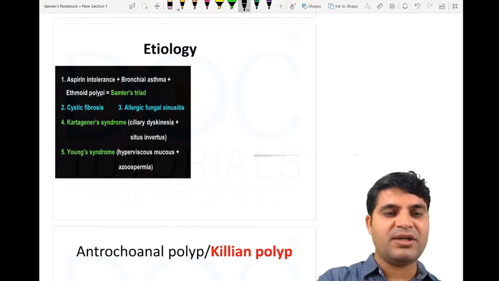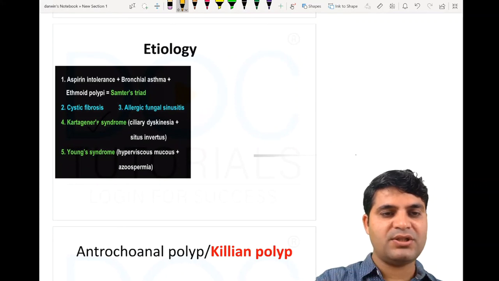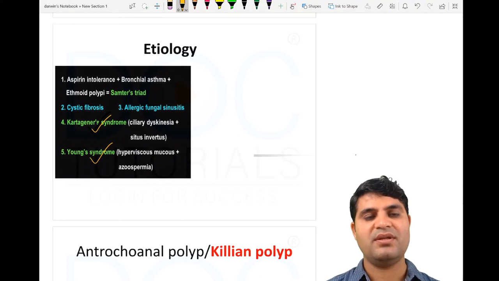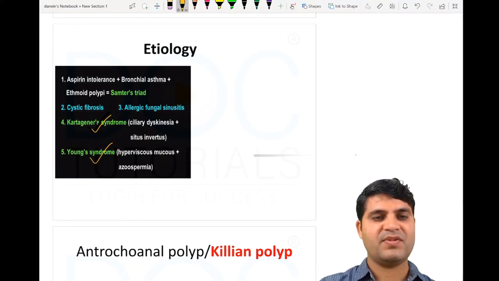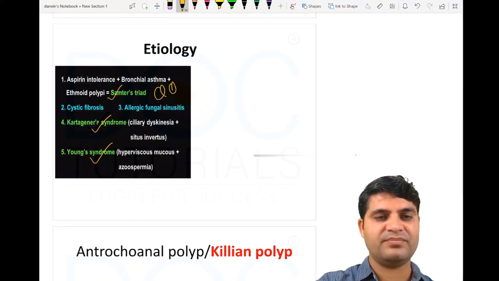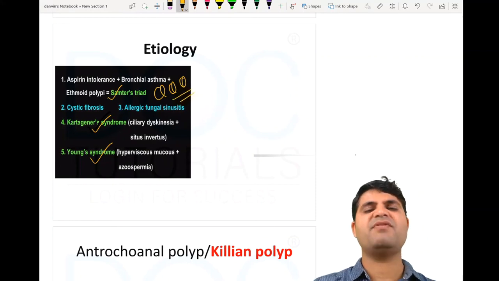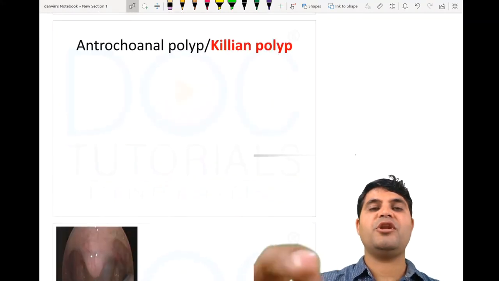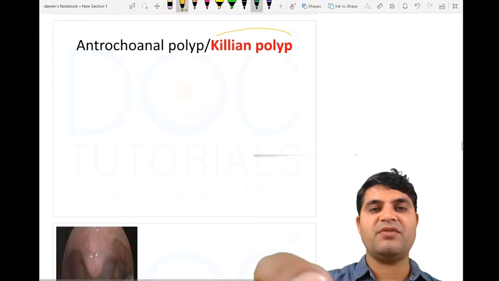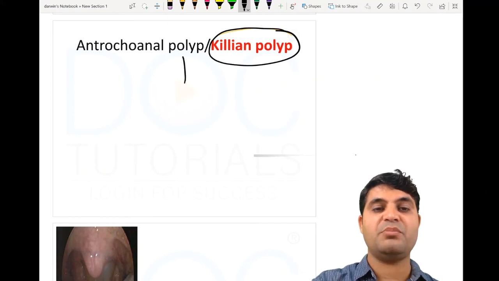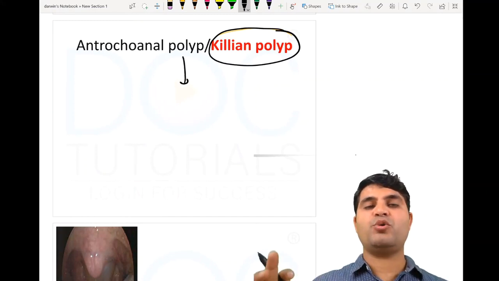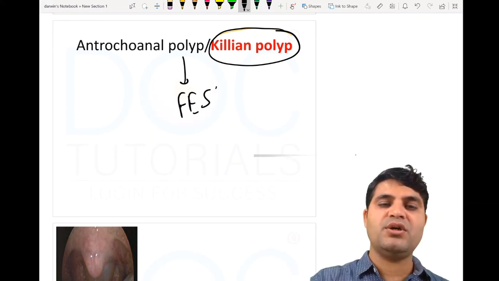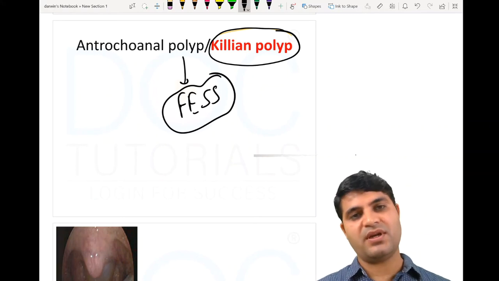Clear? Kartagener syndrome, Young syndrome. So please remember these syndromes. This is important. Samter's triad, yes. Clear? I have recently seen this question being asked last year. Then antrochoanal polyp is also known as Killian's polyp. I think every student remembers it. And treatment of choice. Whenever you are not able to tell anything in rhinology or nose, remember FES is the treatment of choice. You will be 99% right.